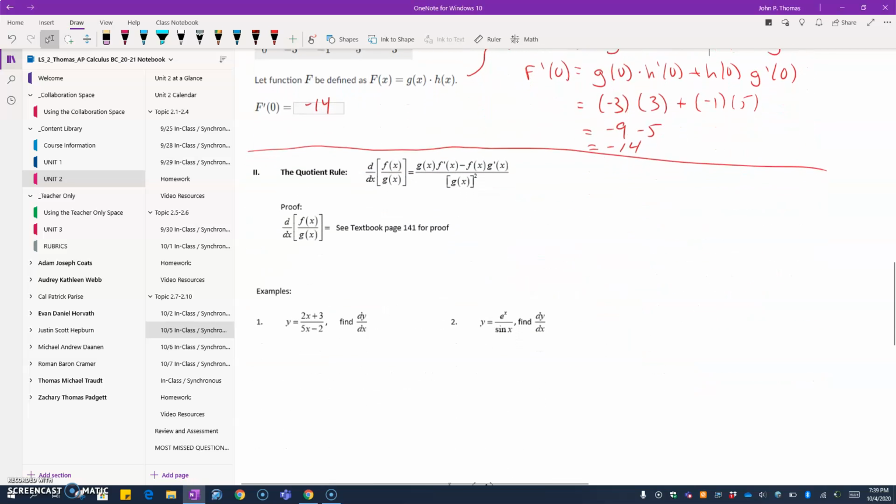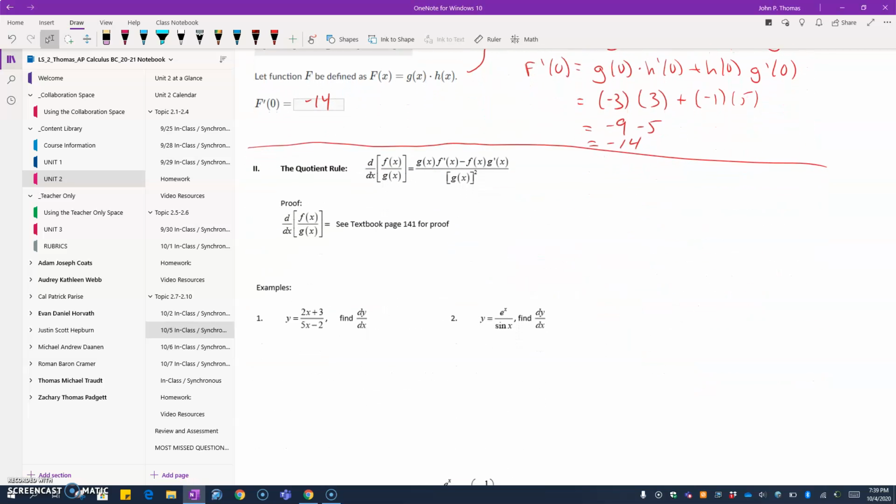Okay, so we're going to take a look at the quotient rule now. And the quotient rule helps us deal with situations like the derivative of e to the x over sine x. Just like the product rule, we couldn't just take the derivative of each piece. Same thing's true with the quotient. We can't just take the derivative of each piece.